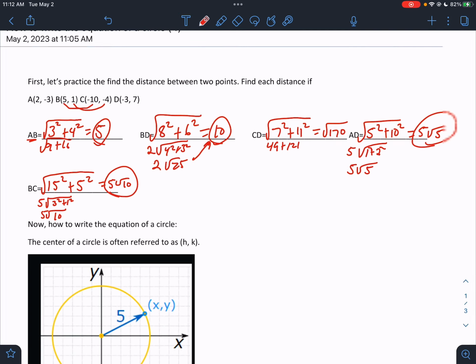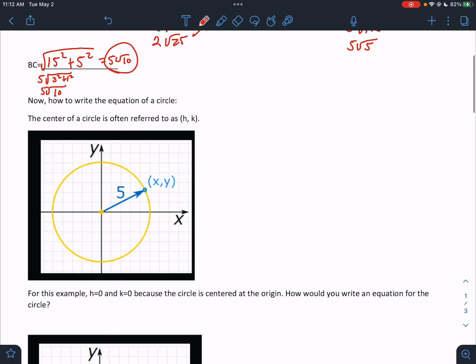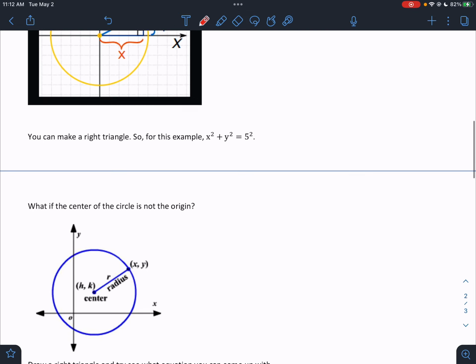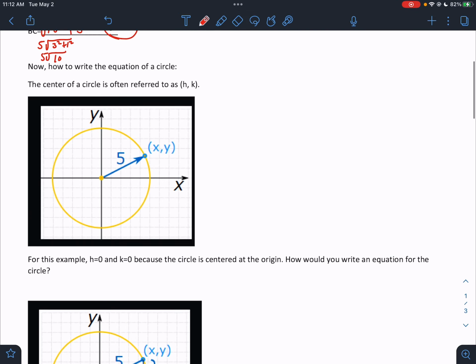Perfect. Love it. So that's just practicing distance. You have to remember that. But let's move on to circles. We're going to actually write the equation of a circle.